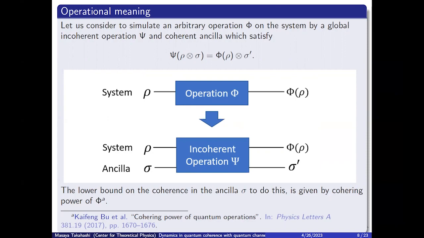Let's say we have a system rho. This state rho is an arbitrary ancillary system, and we apply an incoherent operation. This operation cannot create coherence, and we want the resulting state to simulate another arbitrary operation phi. If we could find such an operation satisfying this equation, applying a global incoherent operation, then afterwards we have the arbitrary operation tensored with some other ancillary system. Then the lower bound of the coherence in the ancillary system is given by the cohering power of phi.